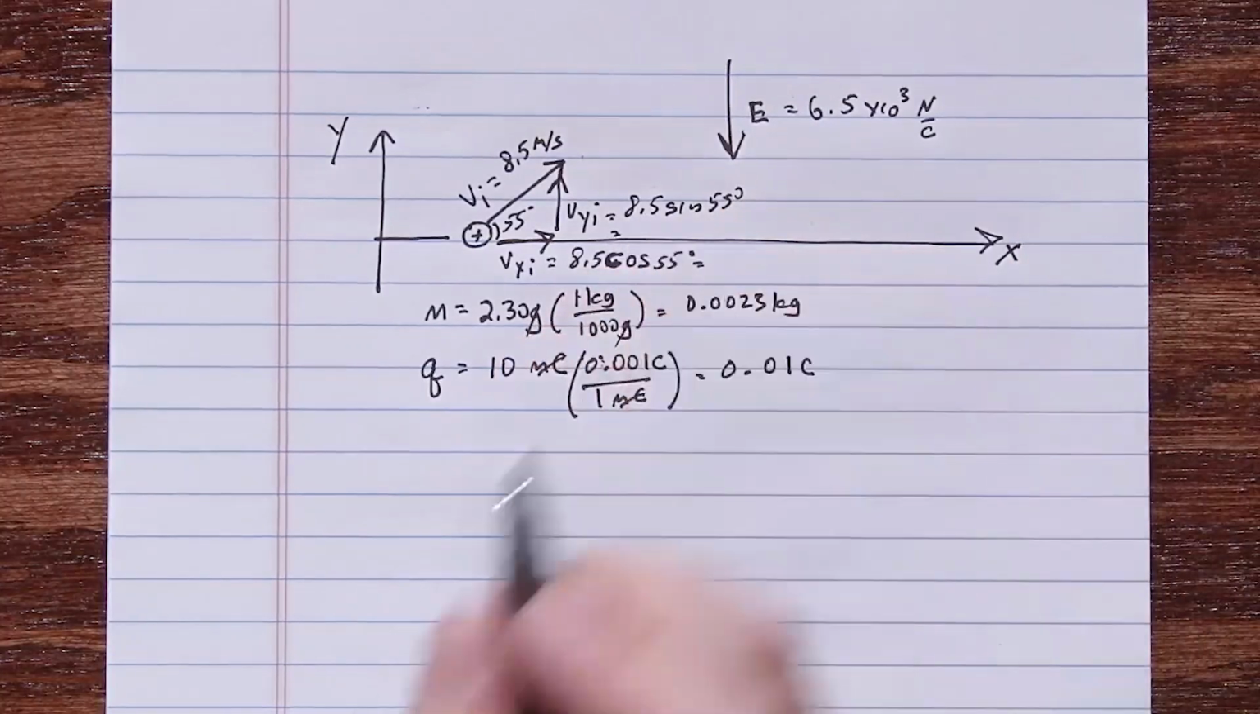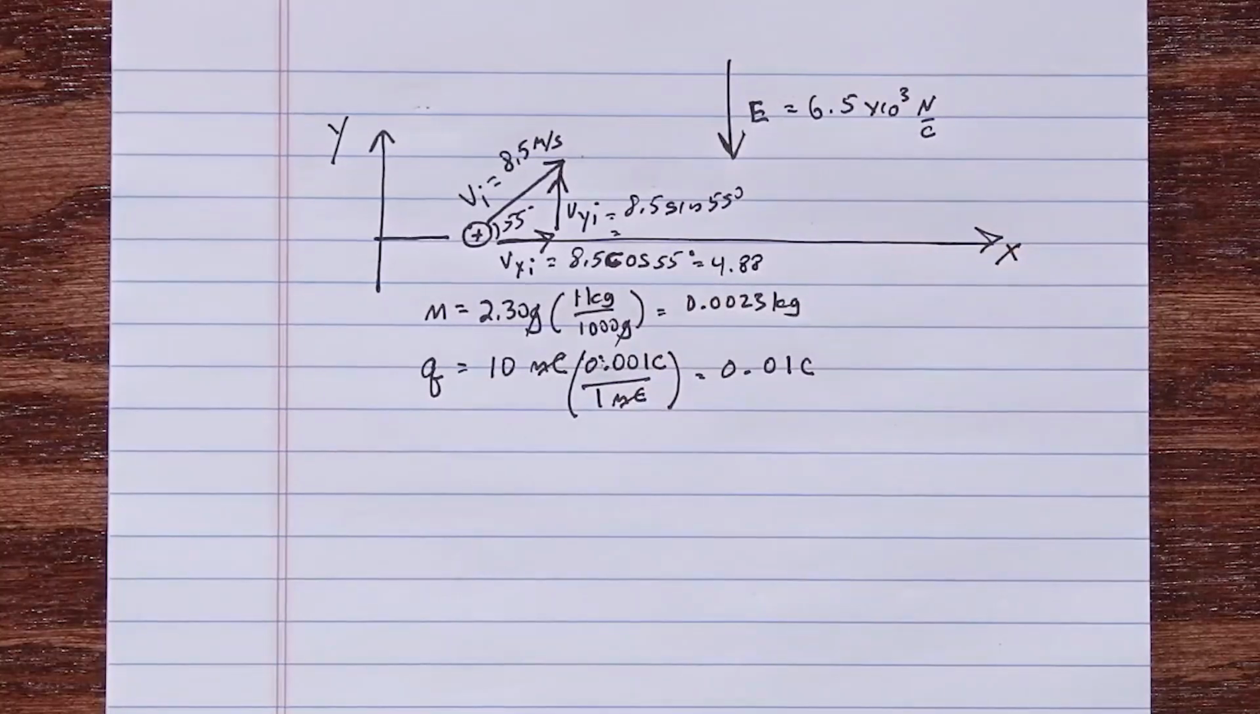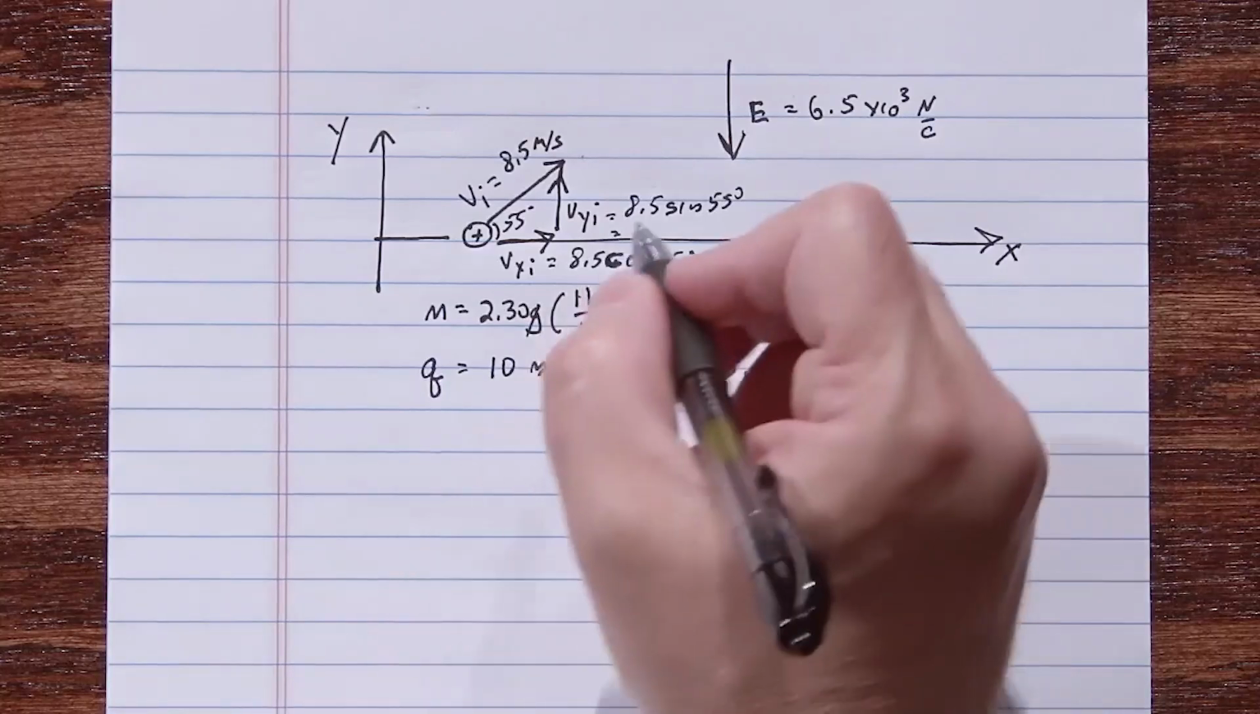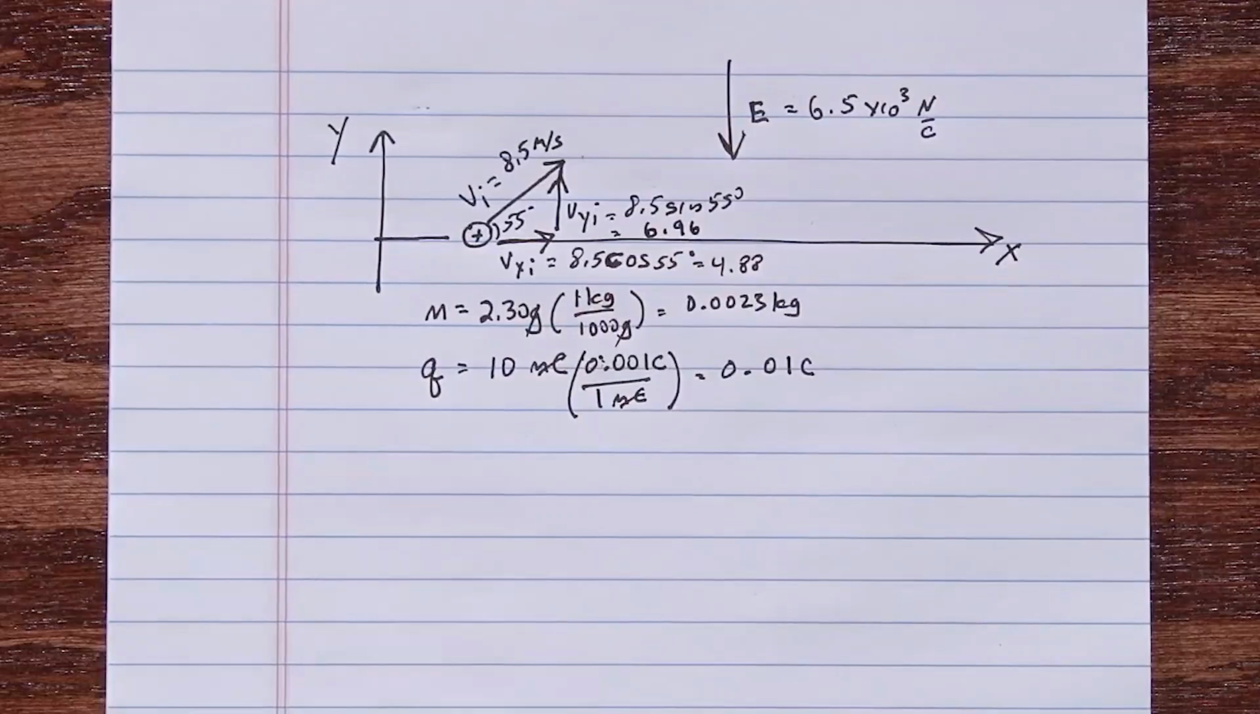And let's calculate what those two are. 8.5 times the cosine of 55 degrees is, we'll call it, 4.88 meters per second, and 8.5 times the sine of 55 degrees is 6.96 meters per second. Okay.